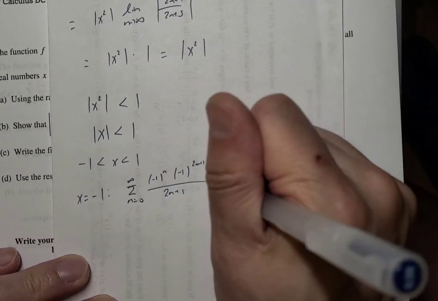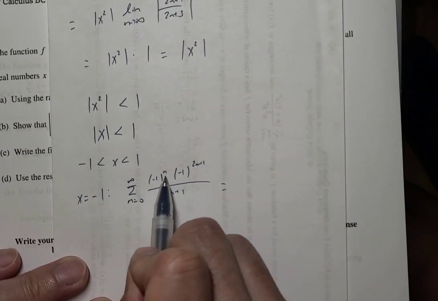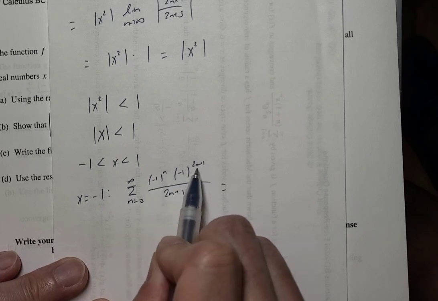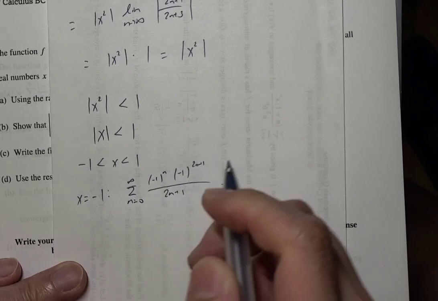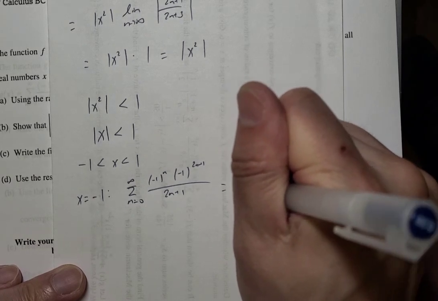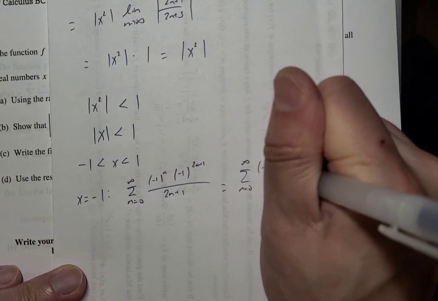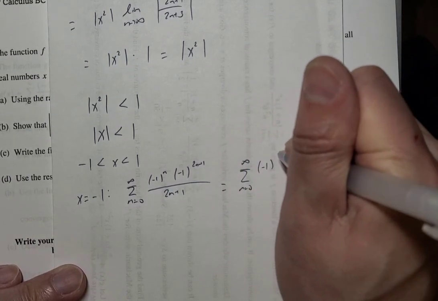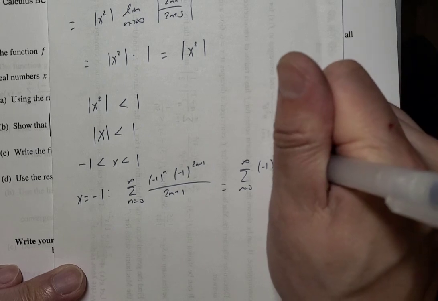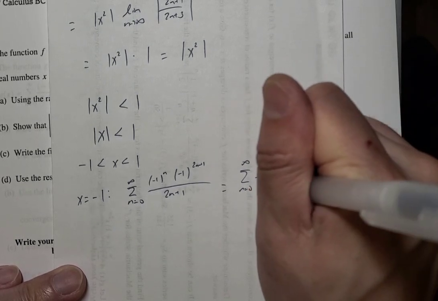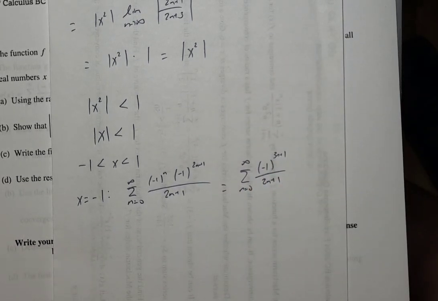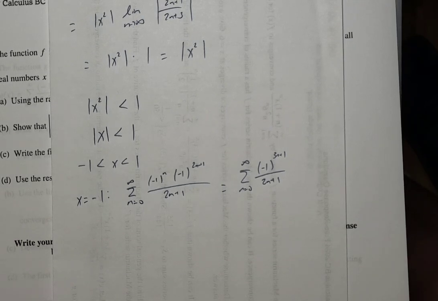So how do we simplify this? Properties of exponents. So this would be to the 3n plus 1. So this is the summation as n goes from 0 to infinity of minus 1 to the 3n plus 1 over 2n plus 1. Does this converge? Does this diverge?